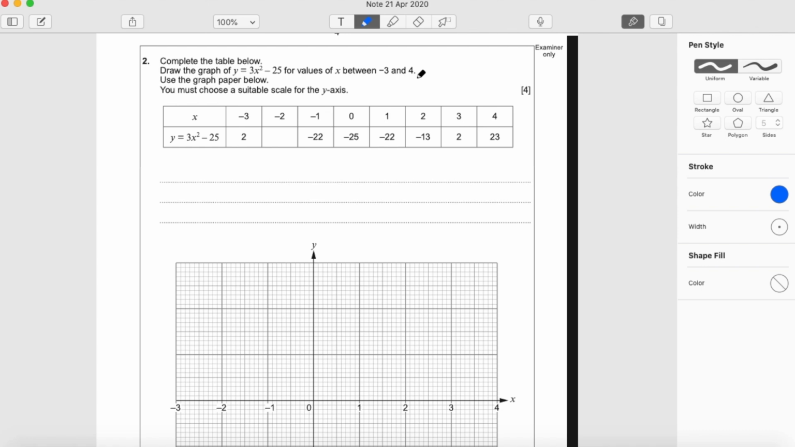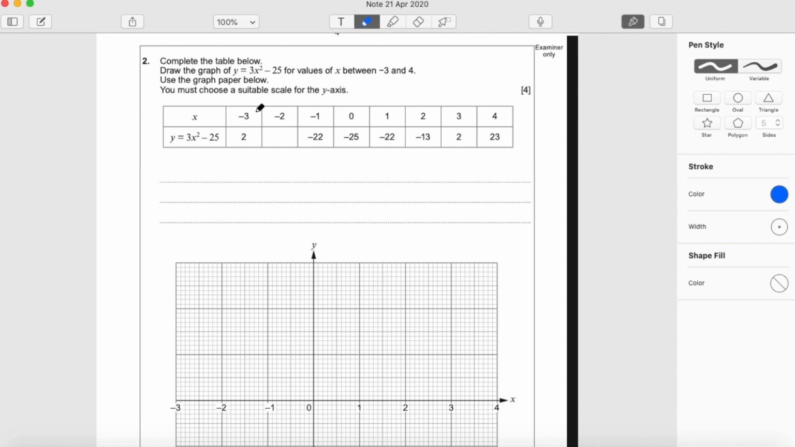Hello and welcome to this WJEC GCSE Maths paper for Unit 1, Non-Calculator Higher Tier, Summer 2019. And this is question 2. Complete the table below. Draw the graph of y equals 3x squared minus 25 for values of x between minus 3 and 4. Use the graph paper below. You must choose a suitable scale for the y-axis.